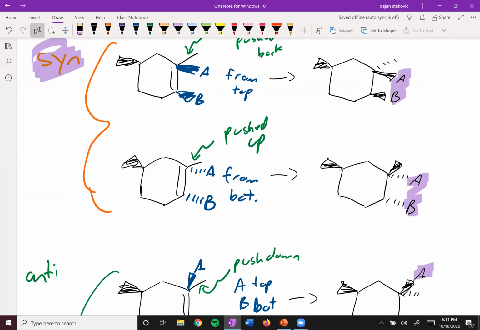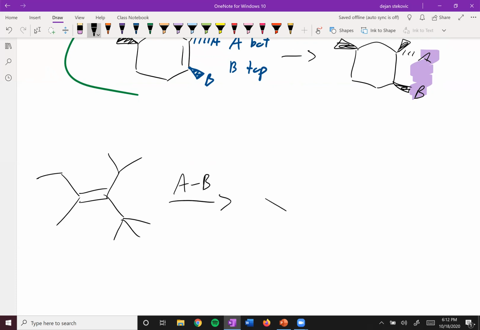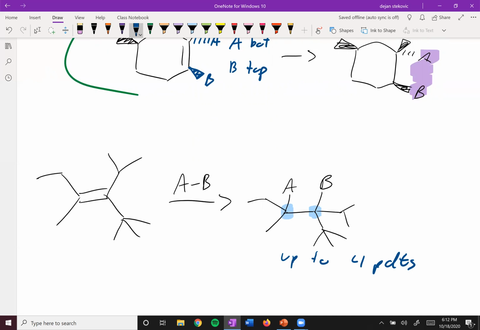It's pretty easy with cyclic compounds. You can imagine both A and B coming from the top or the bottom. It gets a little bit more confusing to look at when you think about non-cyclic compounds, so something like this. When we add A and B across here, we end up again with 2 stereocenters, and so up to 4 products, 4 stereoisomers. And so the question is, which one will you get and how do you predict this?